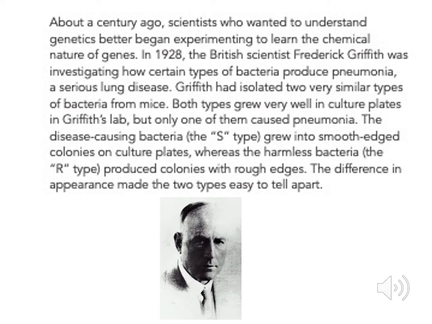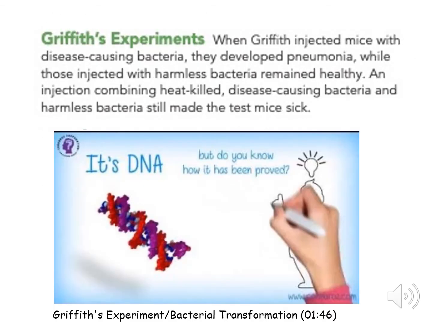The disease-causing bacteria, the S type, grew into smooth-edged colonies on culture plates, whereas the harmless bacteria, the R type, produced colonies with rough edges. The difference in appearance made the two types easy to tell apart. When Griffith injected mice with disease-causing bacteria, they developed pneumonia, while those injected with harmless bacteria remained healthy. An injection combining heat-killed, disease-causing bacteria and harmless bacteria still made the test mice sick.